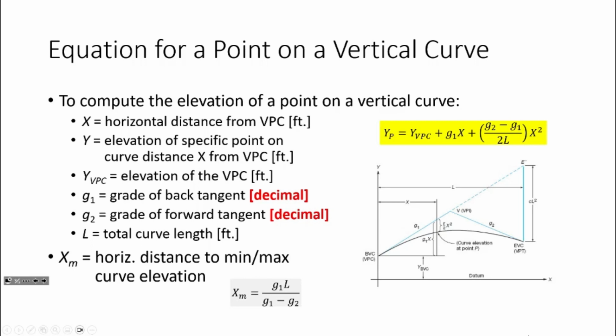So just about every value that you enter into your equation is going to be in feet, okay? Except for the grades. Now, I want to be clear, the grades that you use for this expression, this is an area where you might have an error, is that your grades are entered in as decimals, not as percents.